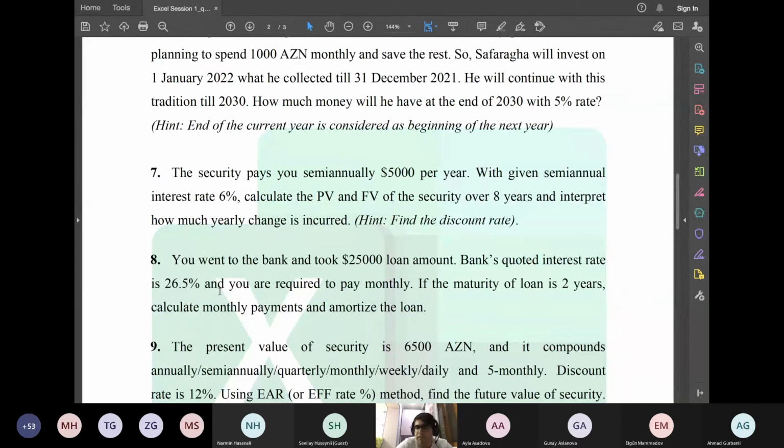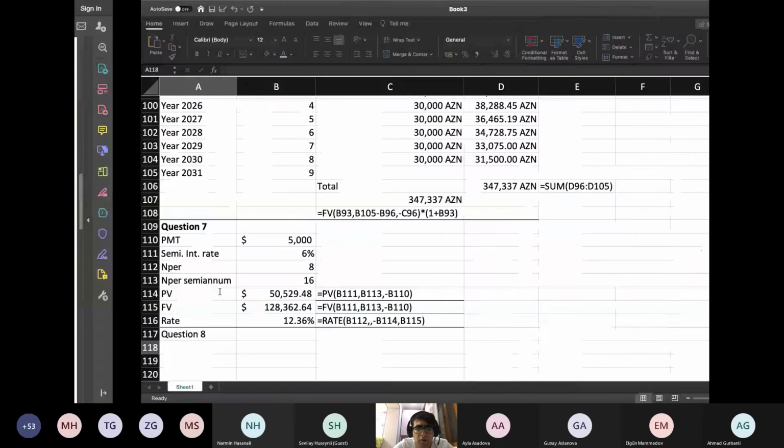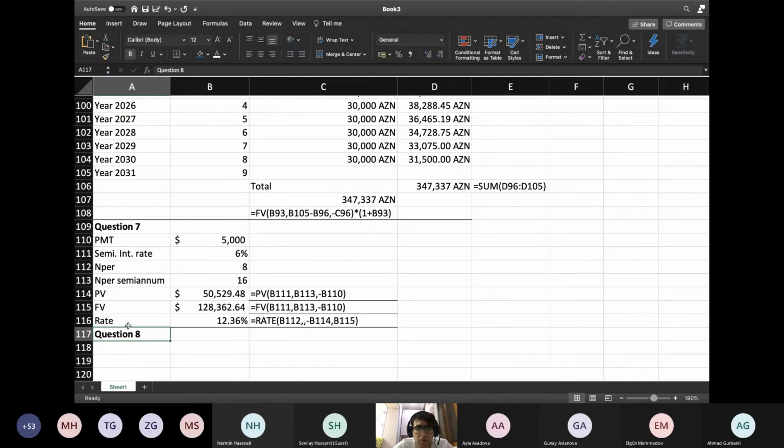This is from loan amortization. So let's calculate. What do I have in my inputs? The present value is $25,000.